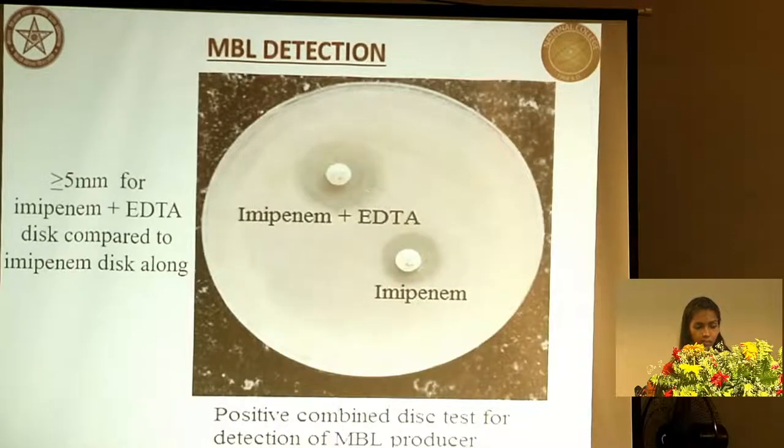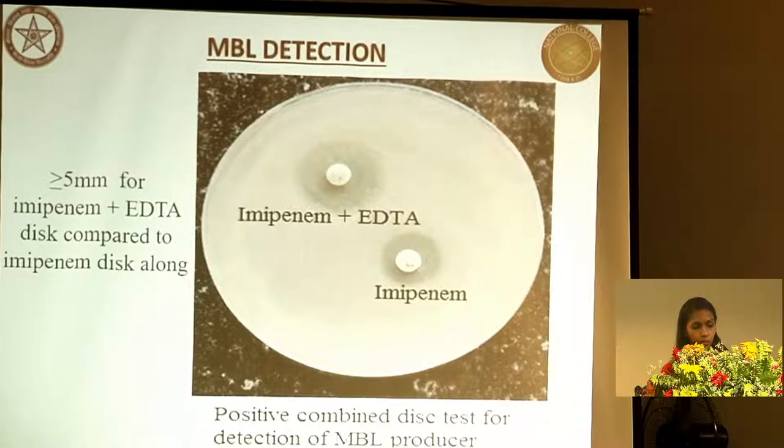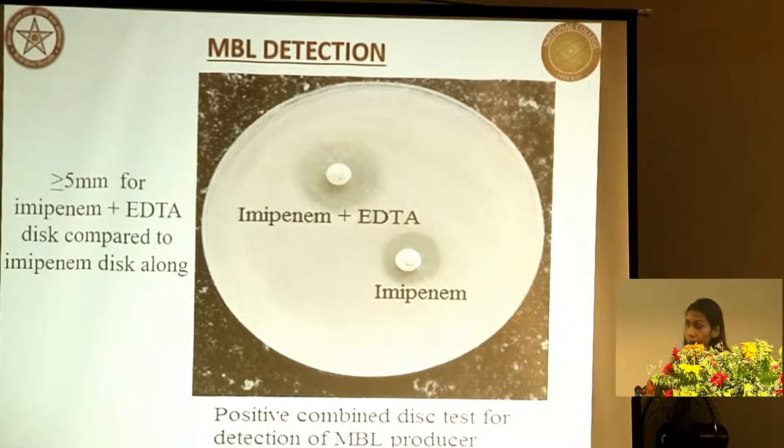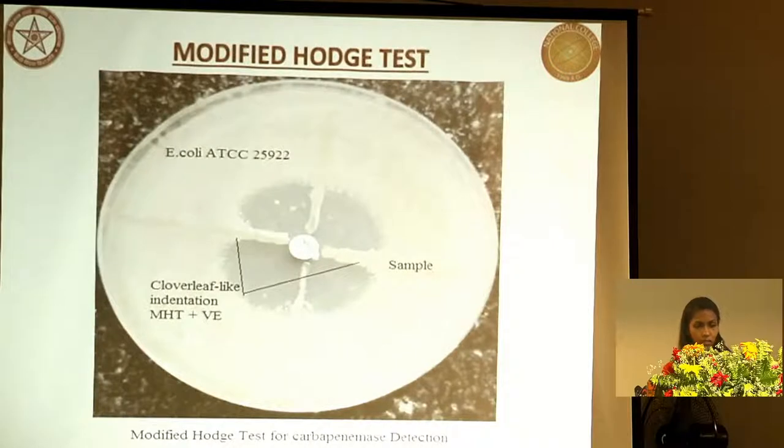This is the MBL detection. In this MBL detection method, imipenem and imipenem with EDTA are used here. An increase of more than or equal to 5 mm for the imipenem plus EDTA disc compared to imipenem indicates MBL positive.